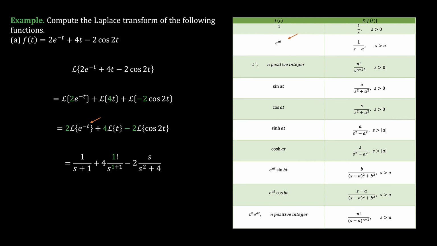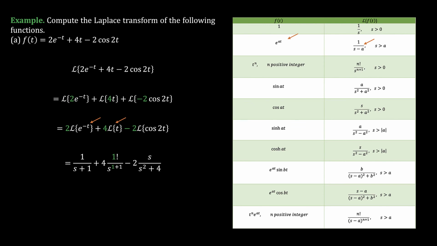All right, and I'm going to go ahead and reference the formula over here. So I'm going to plug in -1 for a, and that's going to be done over here in the right column. So I would have 1 over s minus -1, which would give me 1 over s plus 1. And you see that in my first step here, 1 over s plus 1.